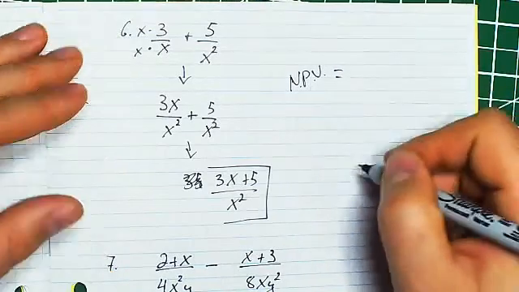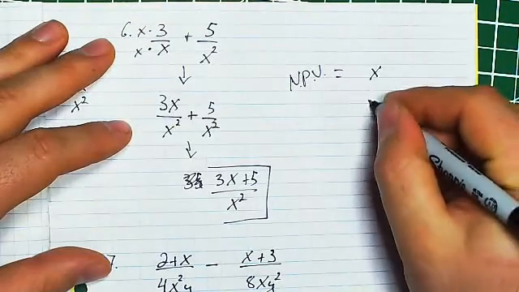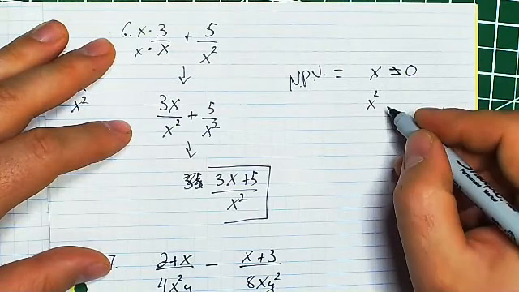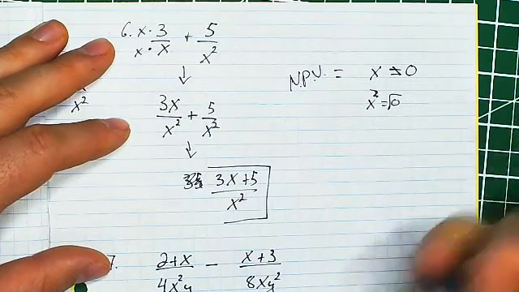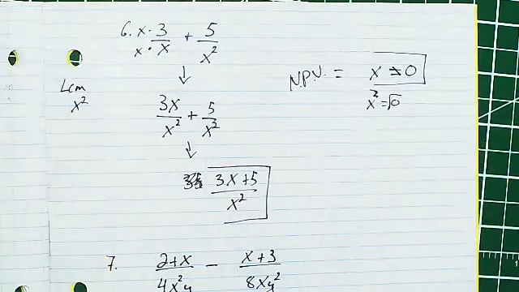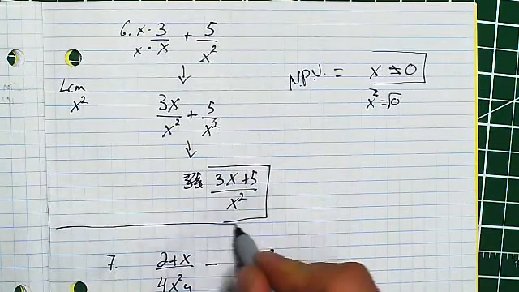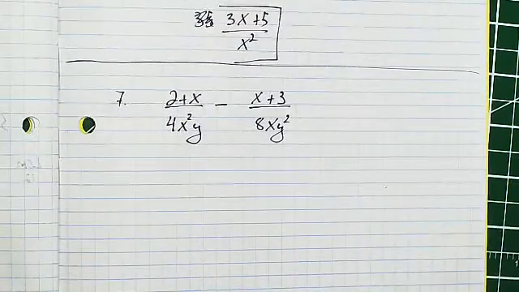We're going to talk about our non-permissible values. Basically, what can x not be? Well, we have x squared, so x cannot equal 0. And if you take the square root of both sides to get rid of your square, you realize that again, x cannot equal 0. So pretty simple, straightforward explanation.